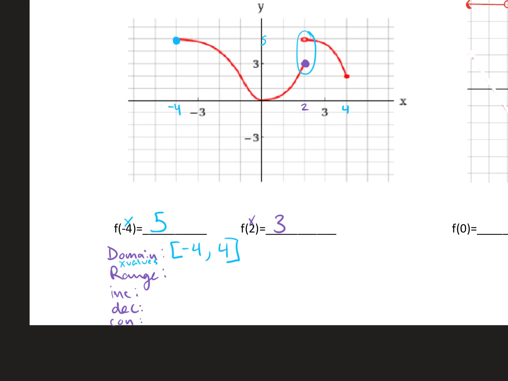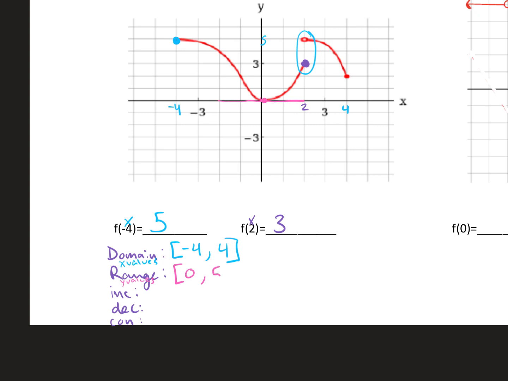Now let's do our range. Range, we're looking at the y values. What's our smallest y value that our graph goes to here? 0. Our smallest y value's down here at 0. That would be a bracket 0. Then what's our largest y value?